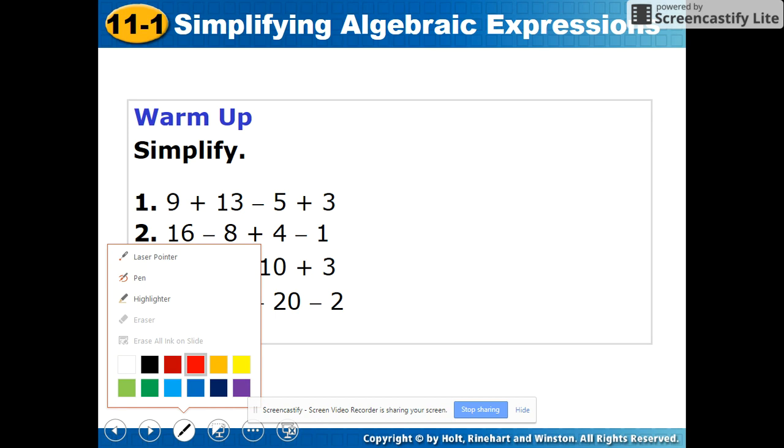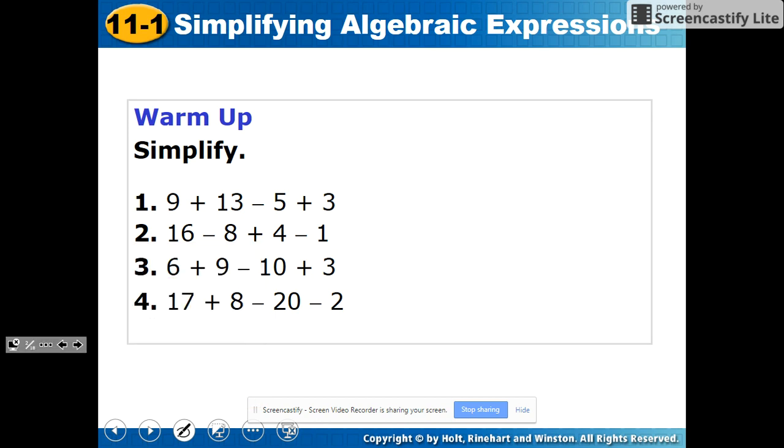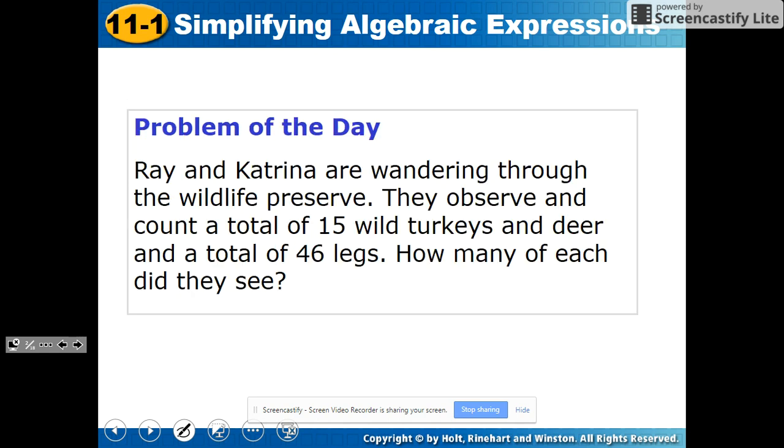So the first one, you have 9 plus 3 minus 5 plus 3. When you have addition and subtraction, you should go left to right. So 9 plus 13, that gives you 22 minus 5 plus 3. 22 minus 5, that leaves you with 17 plus 3, that leaves you with 20. Go ahead and do the next three problems. You should have gotten 11, 8, and 3.